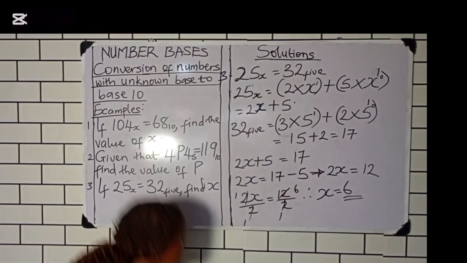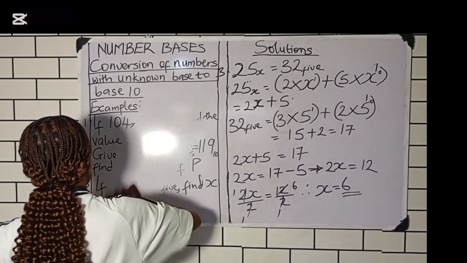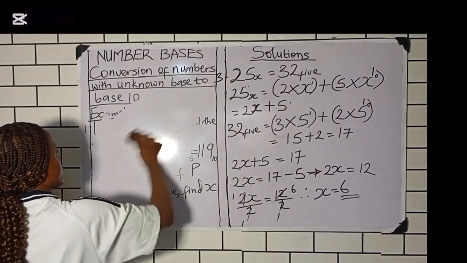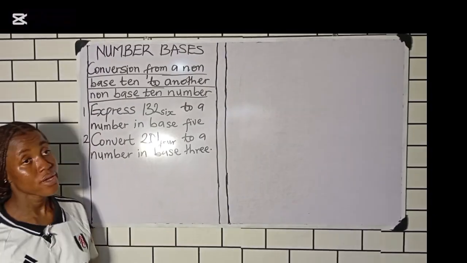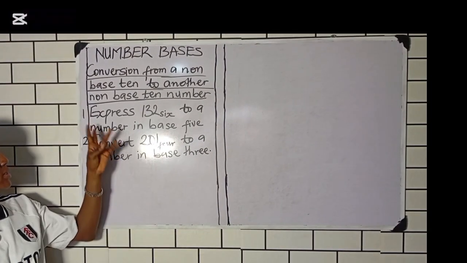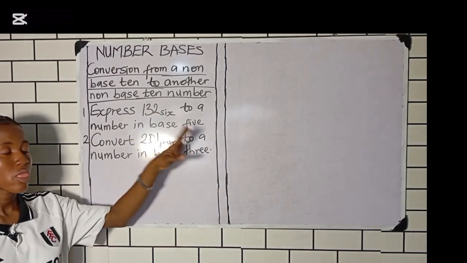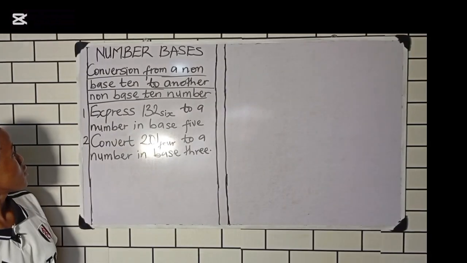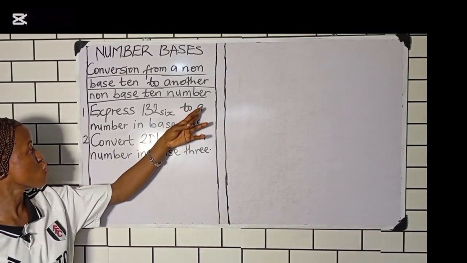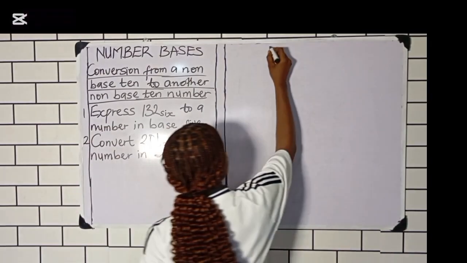Now, going further, here we're going to move over to conversion from a non-base 10 to another non-base 10 number. Here, number 1, they say we should express 132 in base 6 to a number in base 5. Now, solutions.